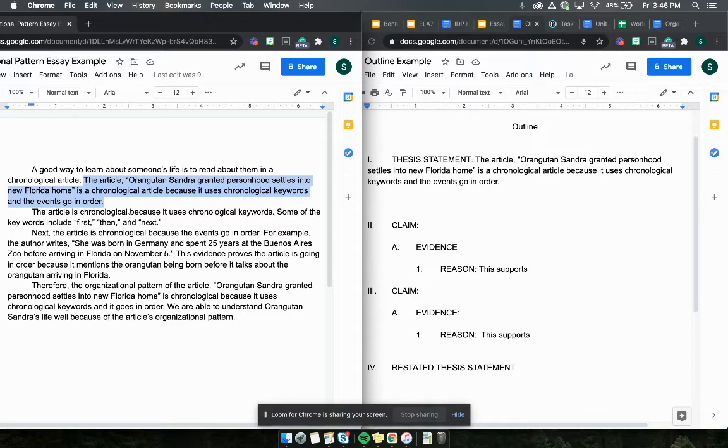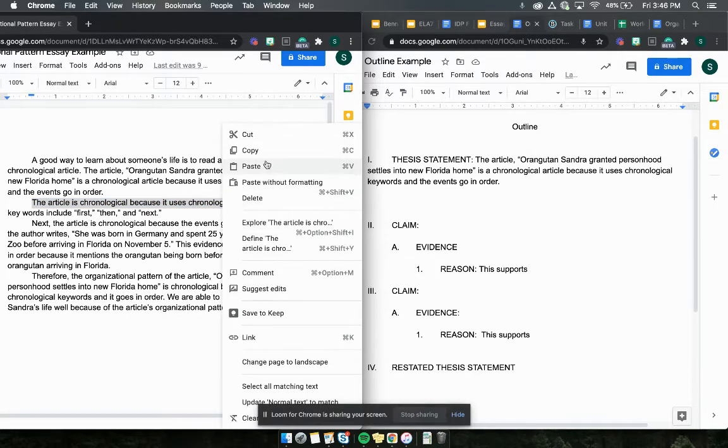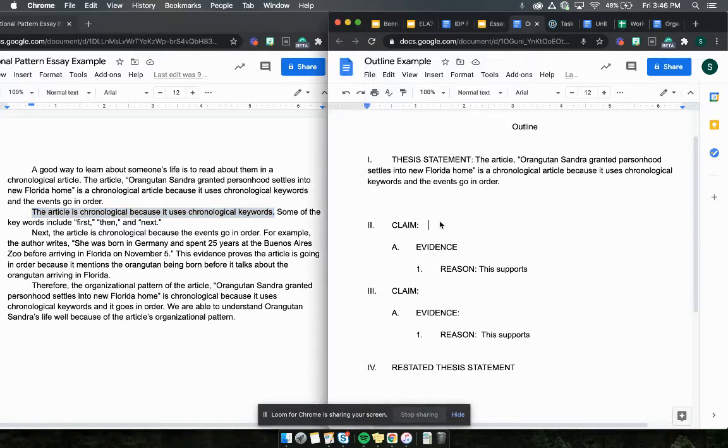I'm going back to my essay and I'm going to find the claim. This is usually at the beginning of a body paragraph. This is where I give a reason that proves the thesis statement. So this is my first claim right here. The article is chronological because it uses chronological keywords. All right, that is one big reason that supports my thesis. So I'm going to take my claim and plug it into my outline.